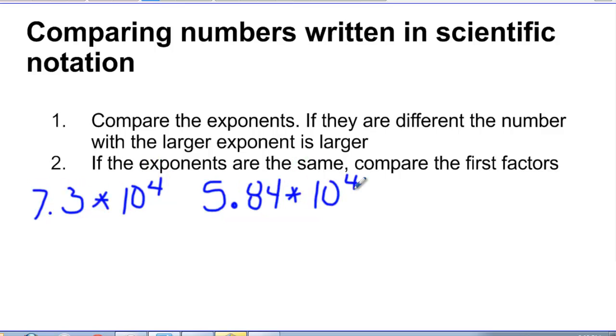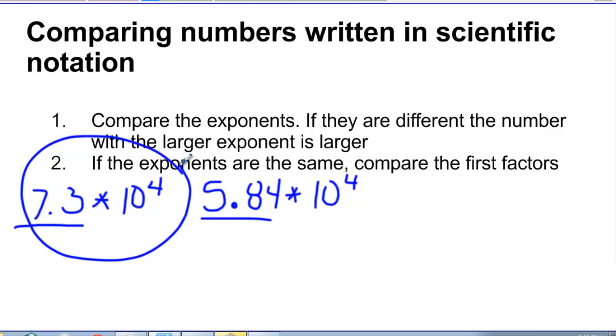So if I have two numbers here and I look at them, they're both in scientific notation, I'm comparing the exponents. The exponents are the same. So I'm going to go to step 2 and compare the first factor. I'm going to compare 7.3 to 5.84. 7.3 is larger than 5.84. So 7.3 times 10 to the 4th power is larger than 5.84 times 10 to the 4th power. It's as simple as that.